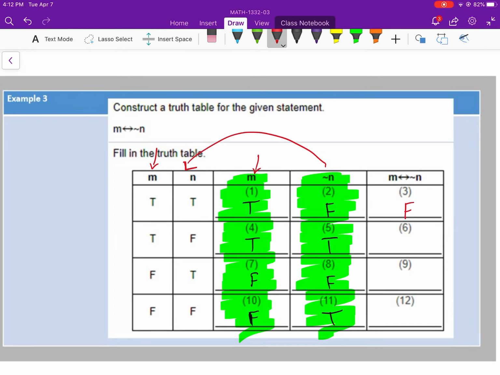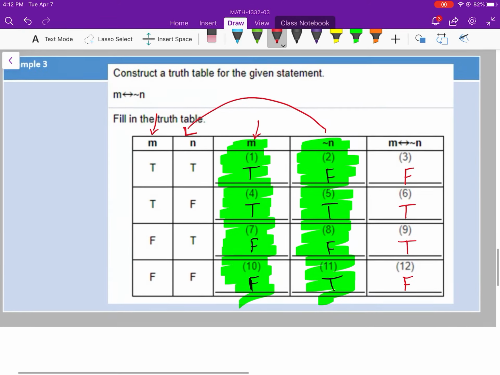Number 4 and 5 are both true. That makes 6 true. Number 7 and 8 are both false. That makes number 9 true. And number 10 is false and number 11 is true. That makes number 12 false. Again, that is based on the instructions that they gave us about biconditional, okay? The rules for biconditional statements.